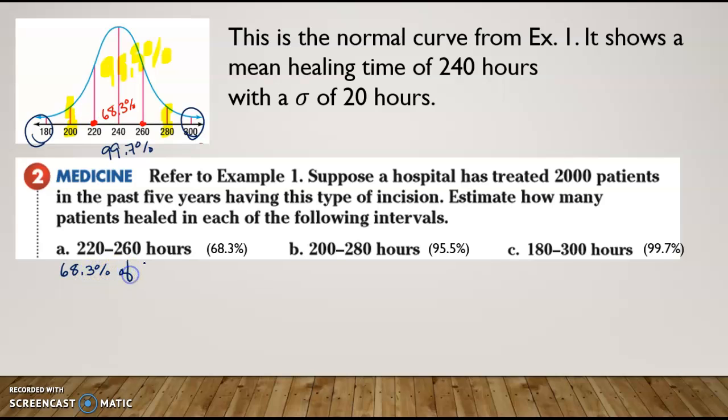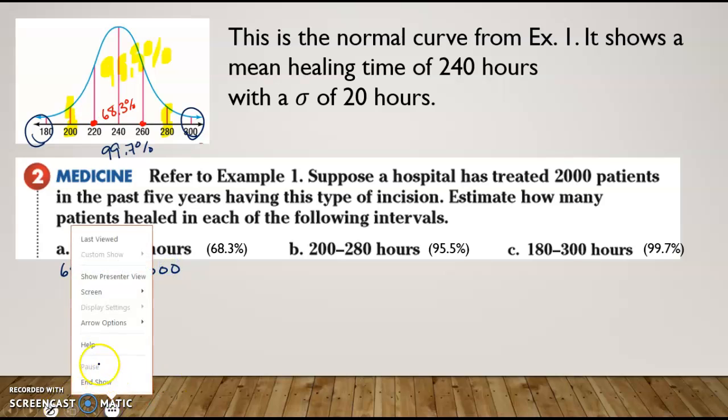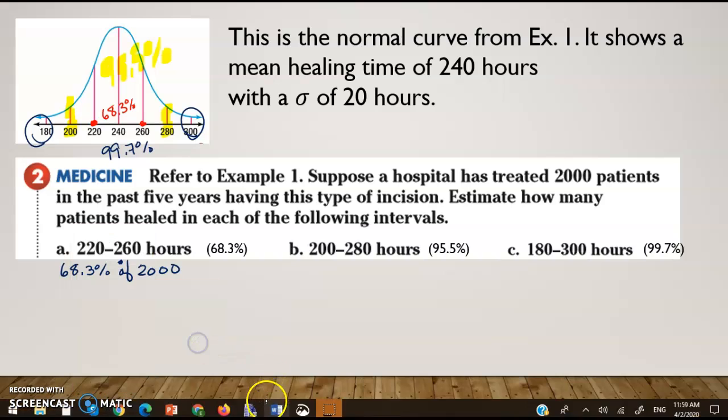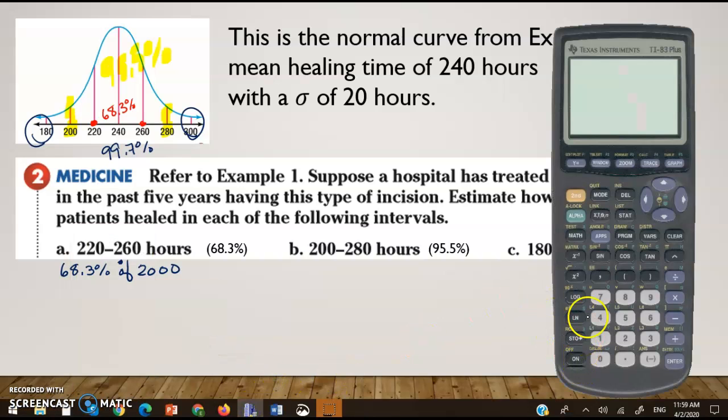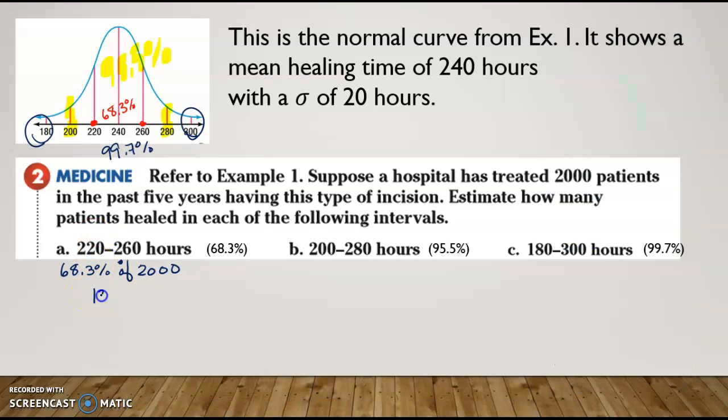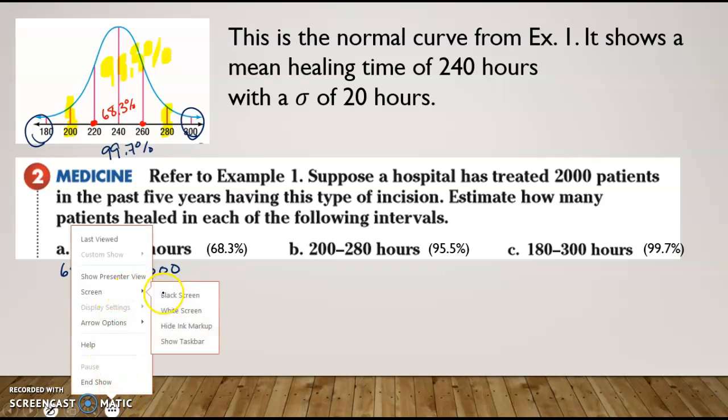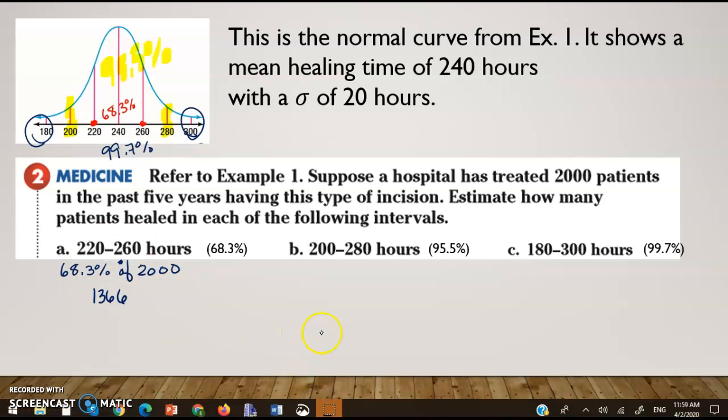So this is actually 68.3% of 2,000. And remember, of is always your multiplication. So let's pull this up. 0.683 times 2,000 means that 1,366 people were healed within 1 standard deviation.